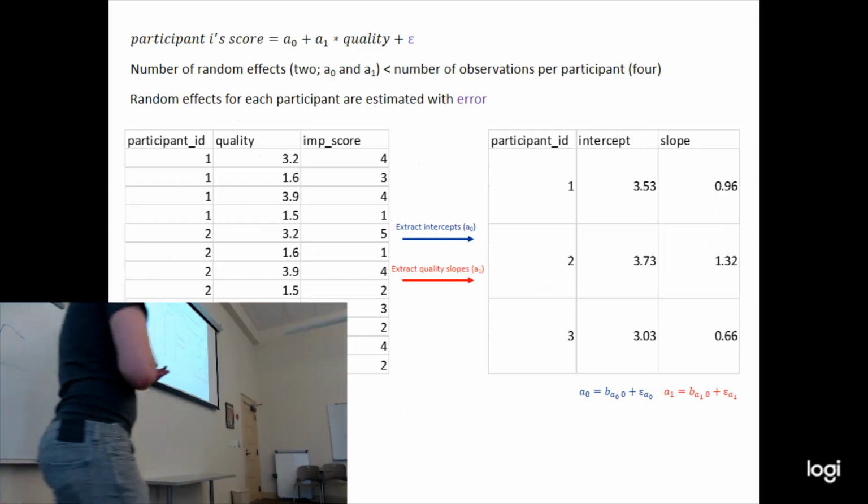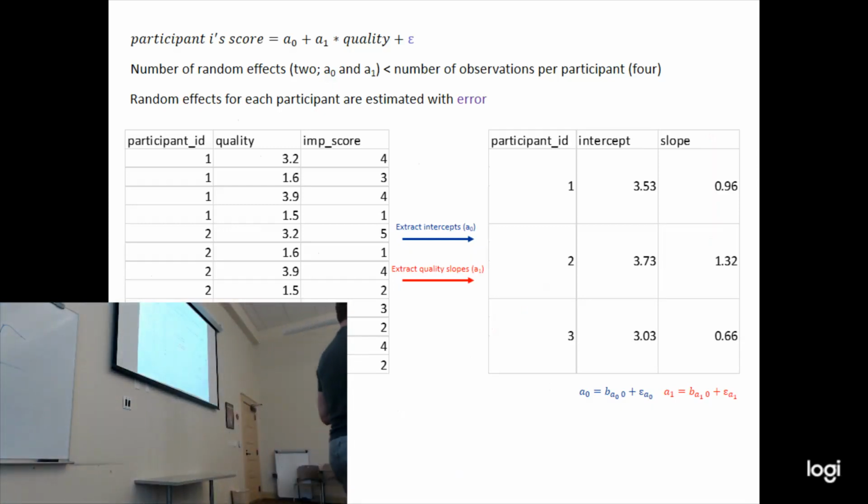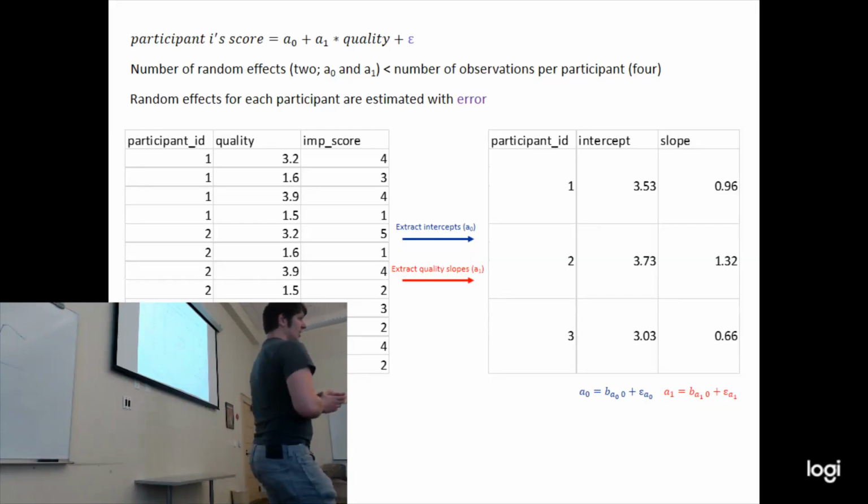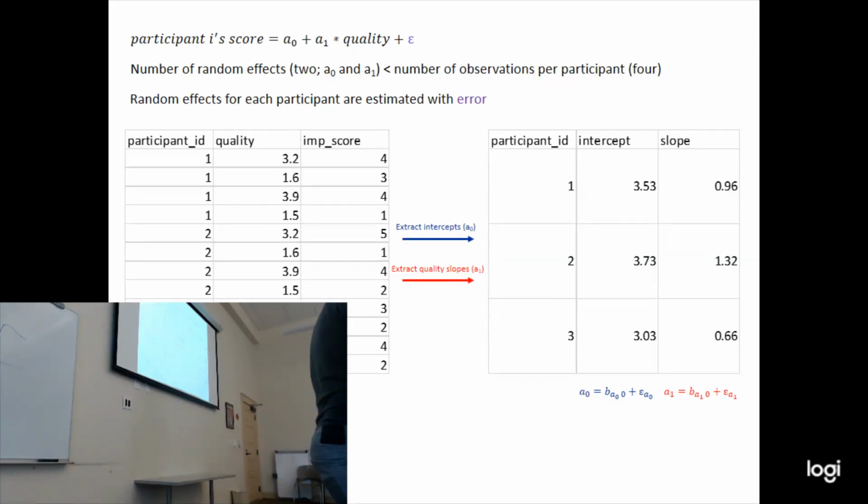So let me see if I could give you an intuition as to why it might be useful to shrink towards the black line. The black line is the common slope, the slope that we're giving to everybody. It's sort of the average of the slopes.